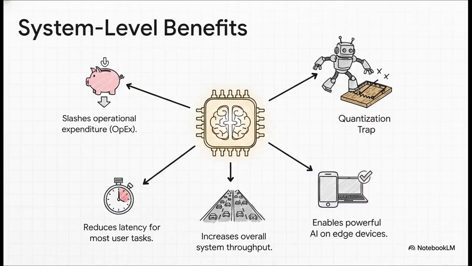So when you start weaving these patterns together, the benefits at a system level are just massive. You're slashing your operational costs. You're reducing latency for most of your users. You're boosting the total number of people you can serve at once. You're enabling powerful AI on devices that could never handle it before. And, crucially, you're building a smarter system that avoids what I call the quantization trap. That's where a model is so compressed it makes a bunch of mistakes, and the cost of having to retry just cancels out all your speed gains.